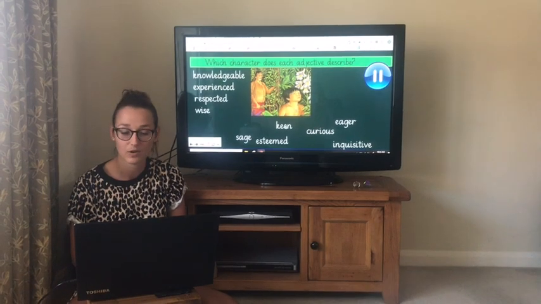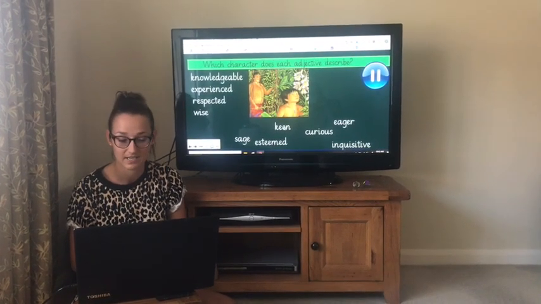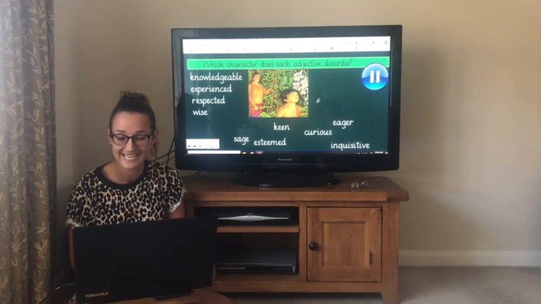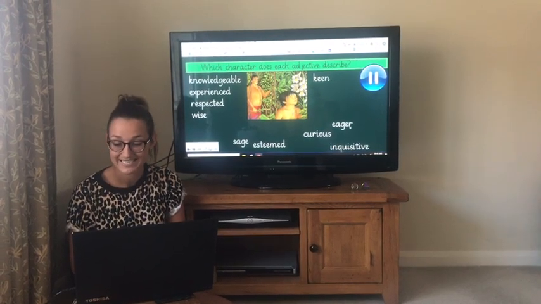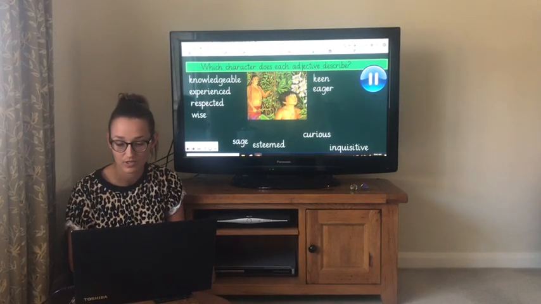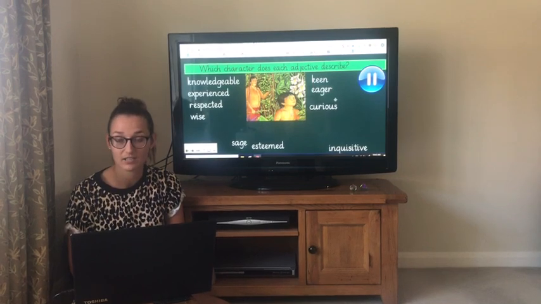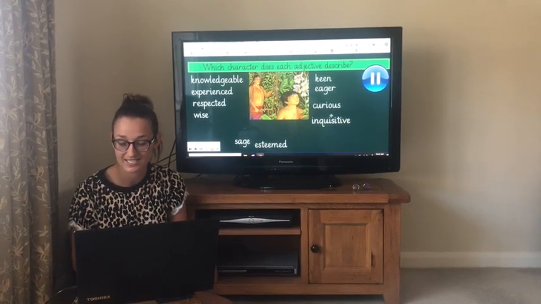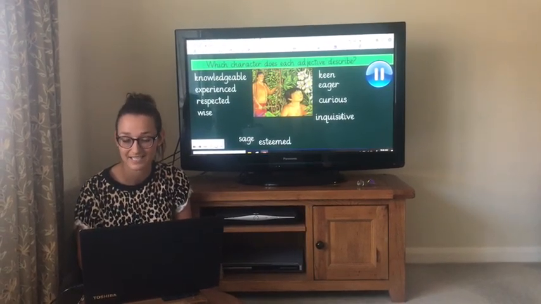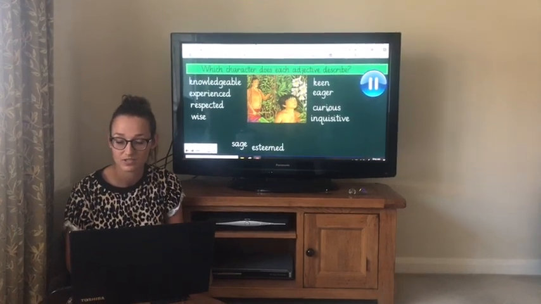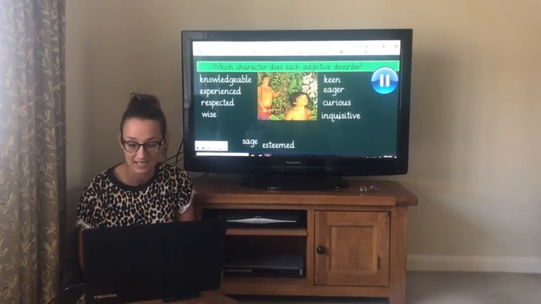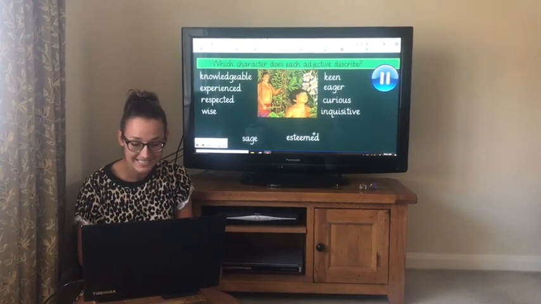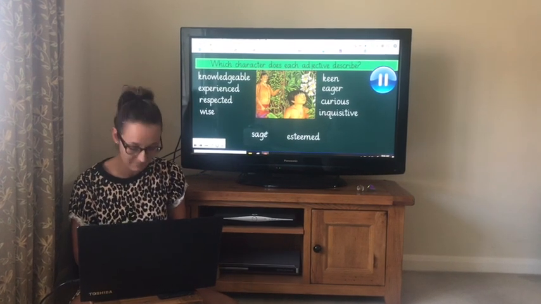And let's see what we put down for Kamanya. So I think he's quite keen to learn. He's eager to learn, he wants to know more. And these two words we've talked about quite a lot already, curious and inquisitive. Okay, they basically mean, as you know, he wants to learn more, he wants to find out more, he's keen to learn.